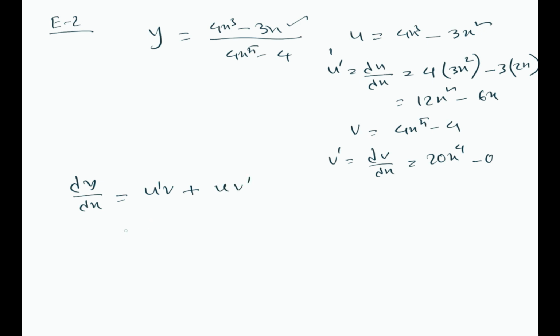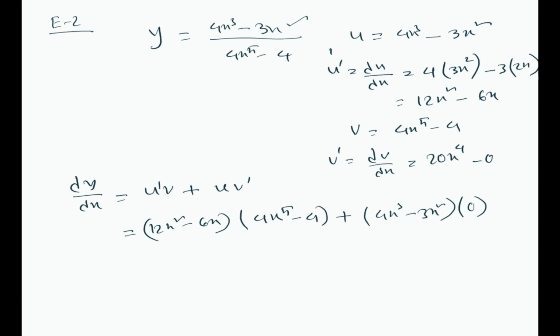So I can write this is equal to, what is u prime? U prime is 12x squared minus 6x. Then b is 4x to the power 5 minus 4, and then plus, what is u? 4x cubed minus 3x squared into b prime. Okay, sorry, this is not 0, this is actually 20x to the power 4, right? So I can simplify this.